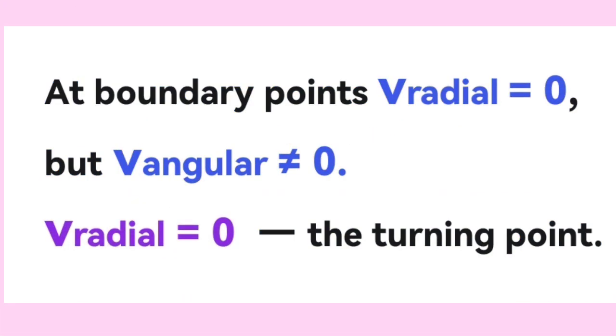At boundary points, the radial velocity of the particle is equal to zero. Unlike true one-dimensional motion, zero radial velocity does not mean that the particle stops, since the angular velocity of the particle at the boundary points is not zero. Equality of the radial velocity to zero means the turning point of the trajectory, at which the radial coordinate changes from increasing to decreasing, or vice versa.